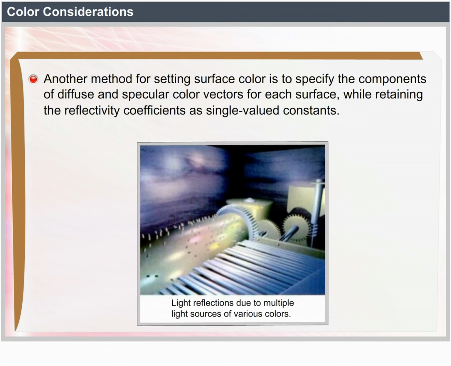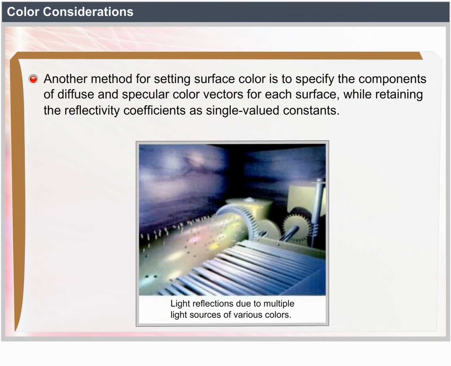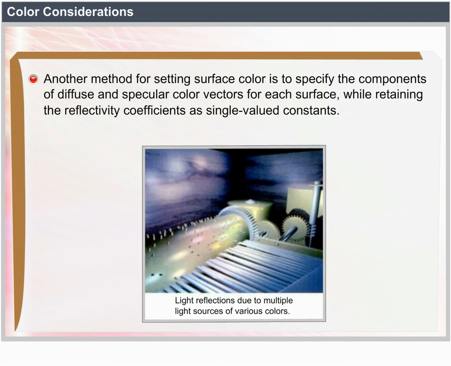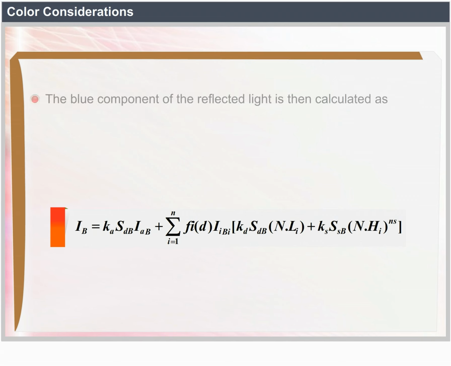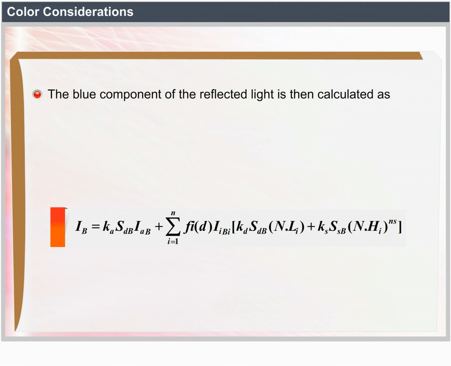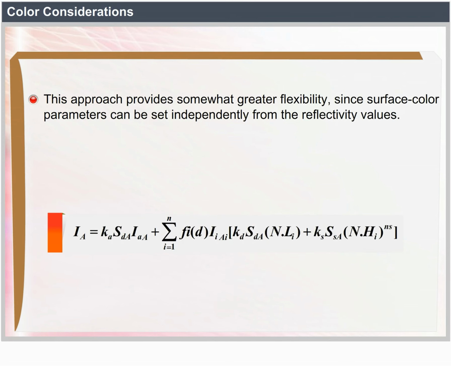Another method for setting surface color is to specify the components of diffuse and specular color vectors for each surface while retaining the reflectivity coefficients as single-valued constants. For an RGB color representation, for instance, the components of these two surface color vectors can be denoted as SDR, SDG, SDB, and SSR, SSG, and SSB. The blue component of the reflected light is then calculated as shown on the equation on screen. This approach provides somewhat greater flexibility since surface color parameters can be set independently from the reflectivity values.